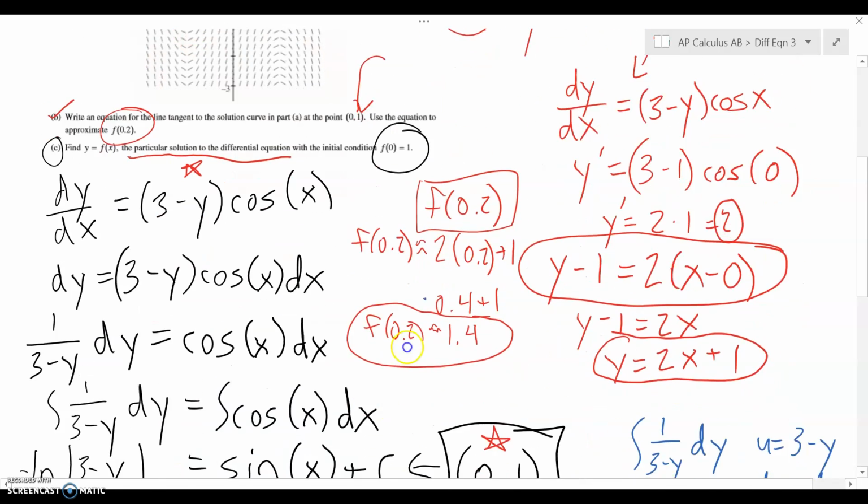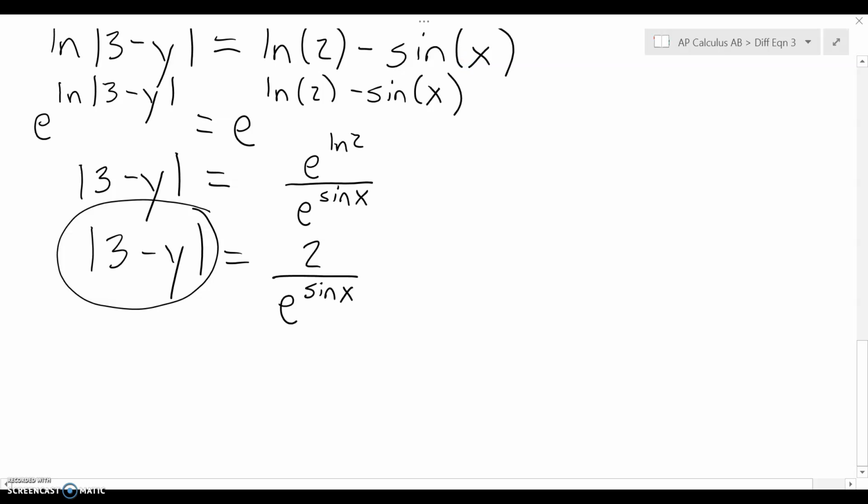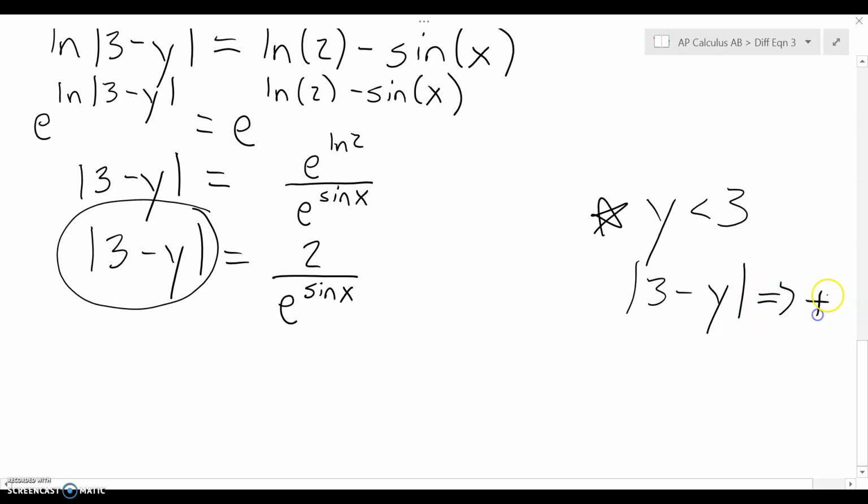Where that comes into play is when we go back down here. If we know y is always below 3, then the expression in absolute value, 3 minus y, is always going to be positive. It has to be. If y values can't be bigger than 3, that expression on the inside can't be negative. Therefore, we can just drop the absolute value bars.